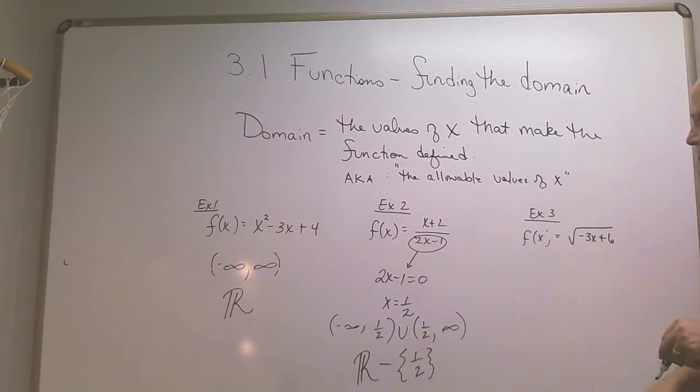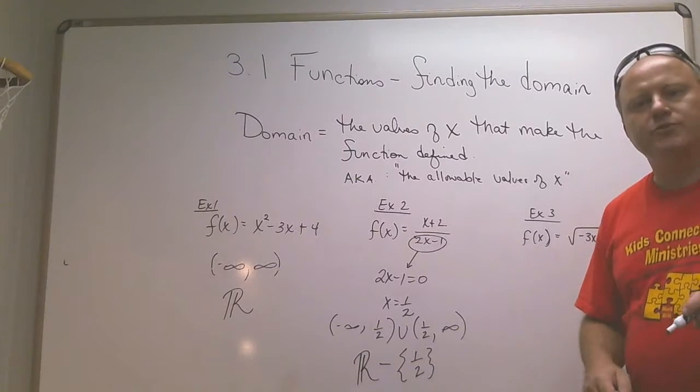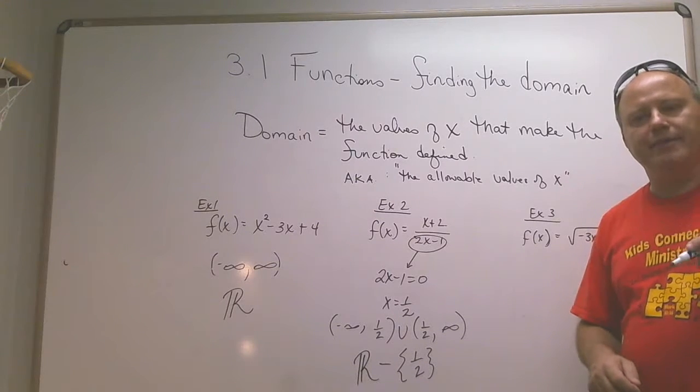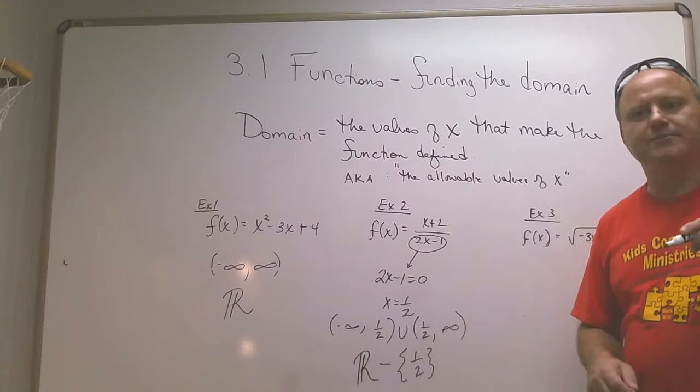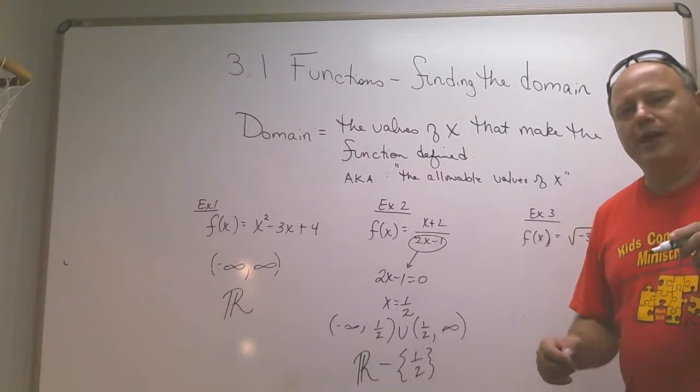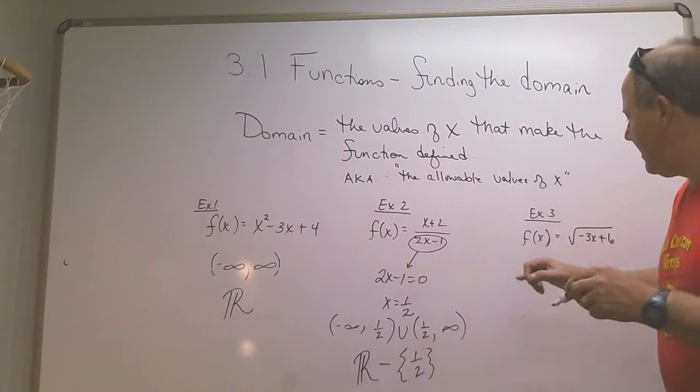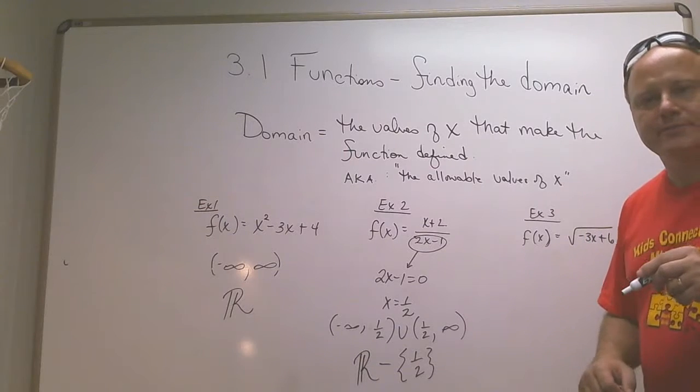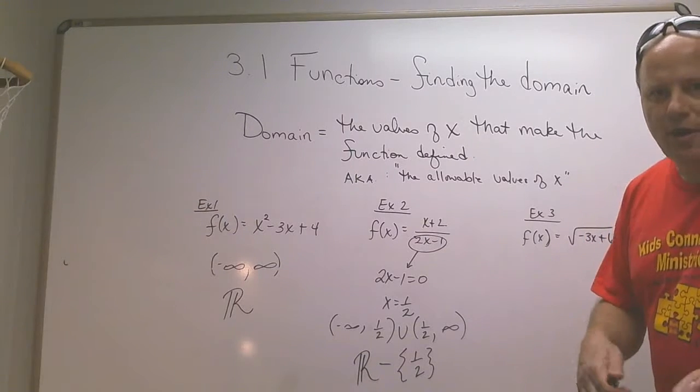Exercise 3 is a square root. f of x equals the square root of negative 3x plus 6. And as we know, square roots only accept non-negative numbers. And what I mean by non-negative is positive or 0. So when you have square roots, you have to be careful and set the radicand greater than or equal to 0. So this is kind of the optimist. Oh, what numbers will work?